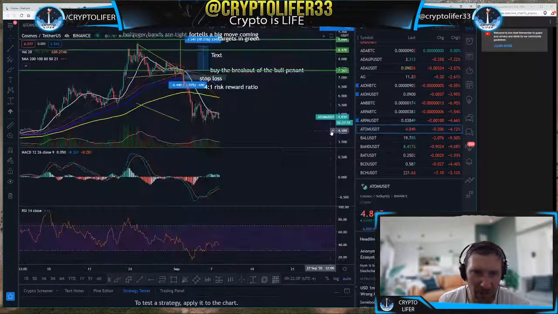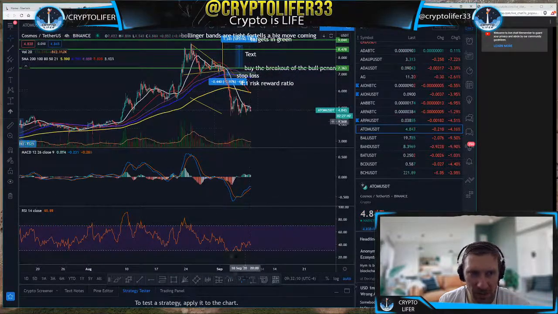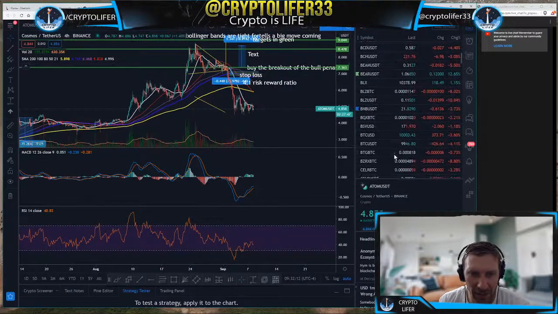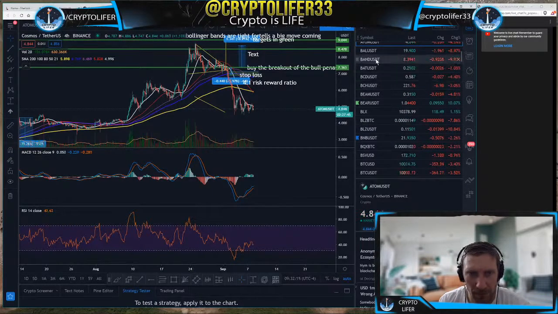I'd like to look at Atom, which is basically looking just like Bitcoin. A lot of them are looking like Bitcoin. All right, let's just get into the beast of the day. Let's look at Bitcoin.